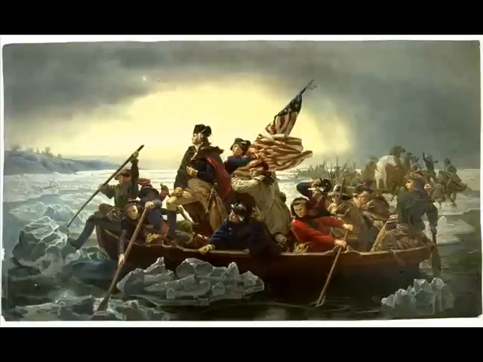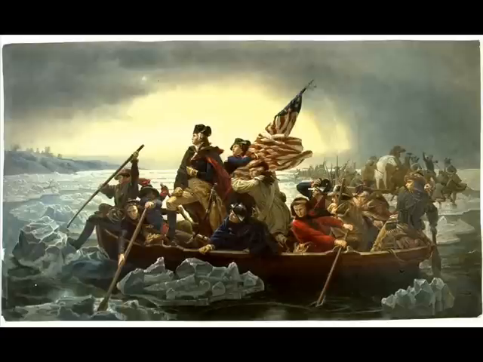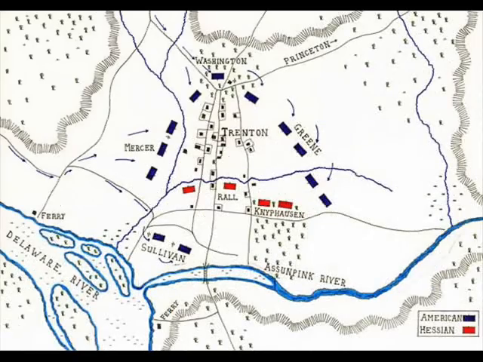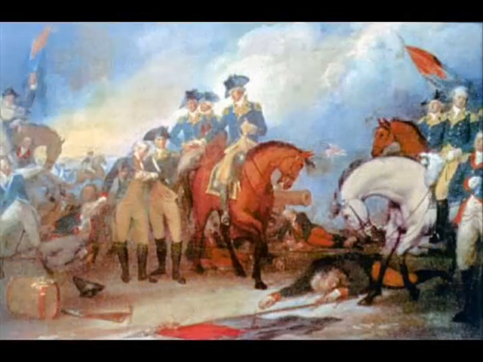On Christmas night, 1776, General Washington and his forces rode across the Delaware to surprise the Hessian forces stationed in Trenton. They surrounded the Hessians, and the Hessian general Colonel Rall, clearly outnumbered and surrounded, surrendered his forces.